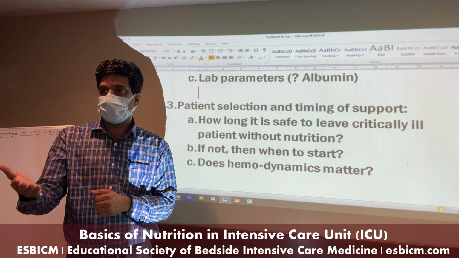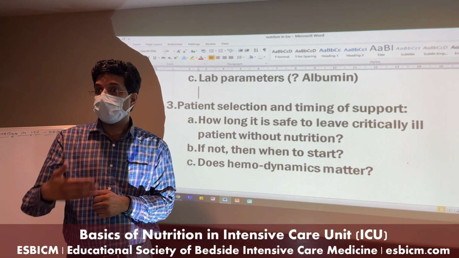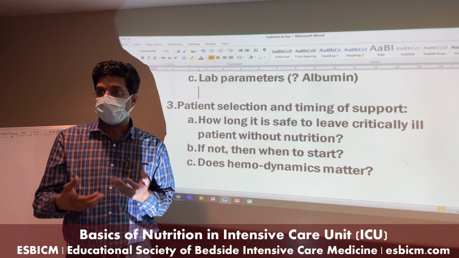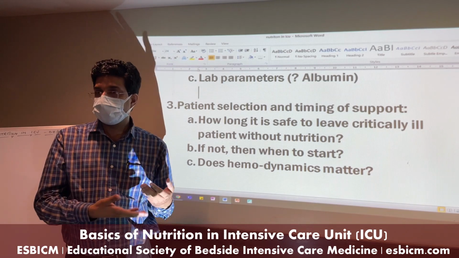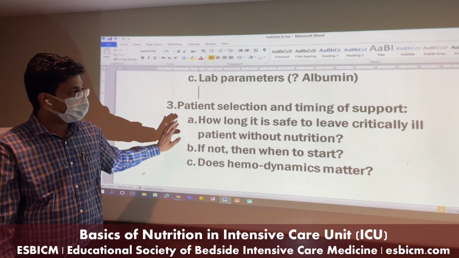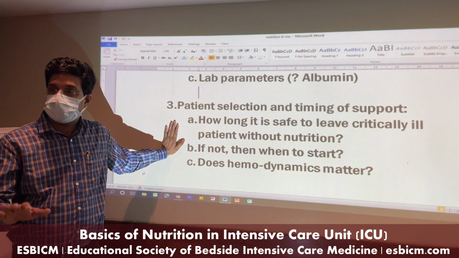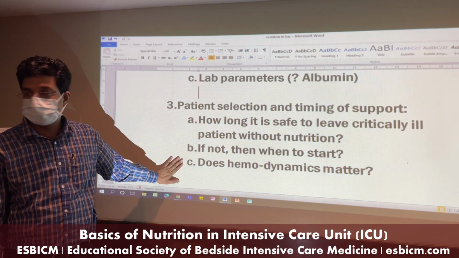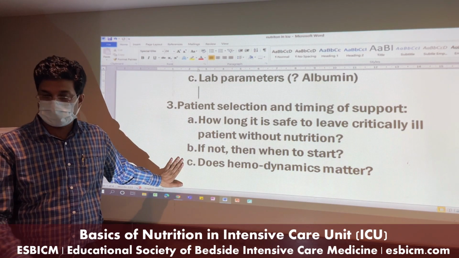If you cannot fast for one day, how will you live if you don't have a meal on time? Your body will start craving. So that patient is already in a state of catabolism, it will require nutrition. So you should start the feeds as early as possible, preferably within 24 to 48 hours, and you should have your hemodynamics stabilized as much as you can.